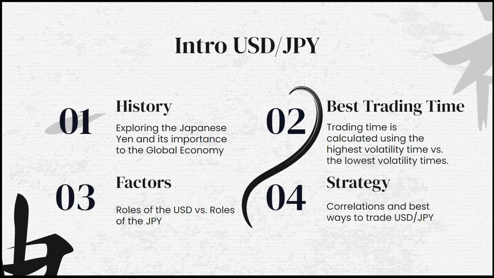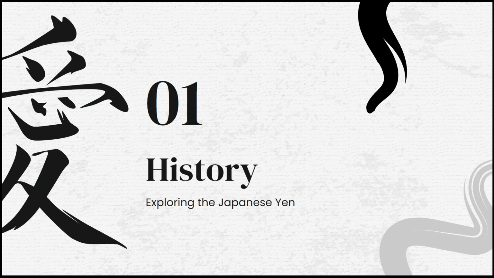We're going to go over the history, exploring the Japanese yen and its importance to the global economy. Number 2 is the best trading times. Trading time is calculated based on the highest volatility times versus the lowest volatility times. Number 3 is factors, roles of the USD versus roles of the JPY. And number 4 is the strategy, correlations, and best ways to trade USD JPY.